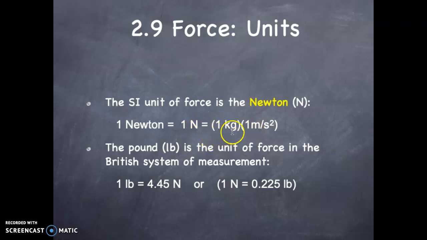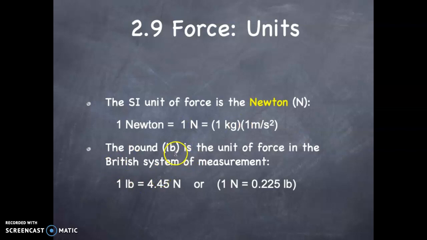1 Newton acting on 1 kilogram will cause an acceleration of 1 meter per second squared. So in the context that we're speaking of, we generally think that the force is the cause, the acceleration is the response to that cause.